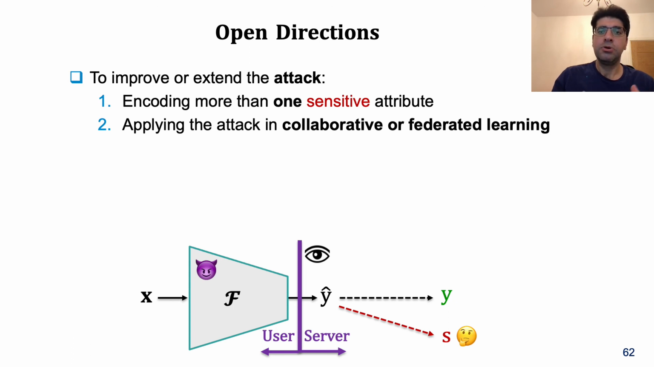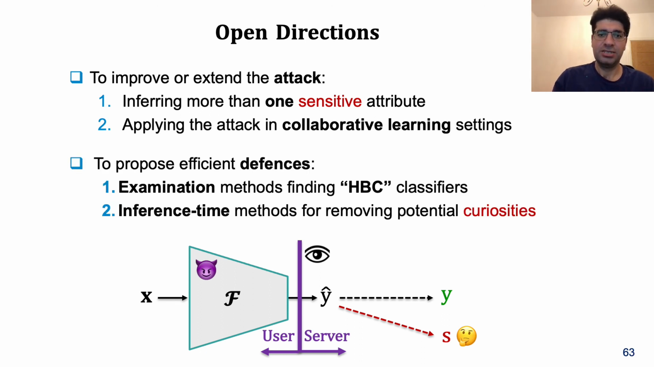There are some important open directions, for instance, to encode more than one sensitive attribute, or to extend the attack to collaborative or federated learning. For defense, we need methods for examining classifiers, or methods at inference time for removing potential curiosities.